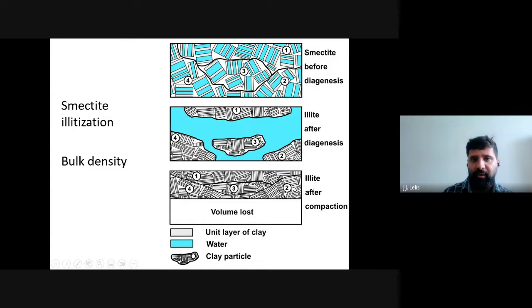And here we also can lose water, and consequently we can change the minerals that we can find in the parent material and the minerals that we can find in soil. It's called smectite illitization. It's the formation of illite from smectite because you lose water. Okay, so diagenesis changes the porosity and changes the minerals that we can find.